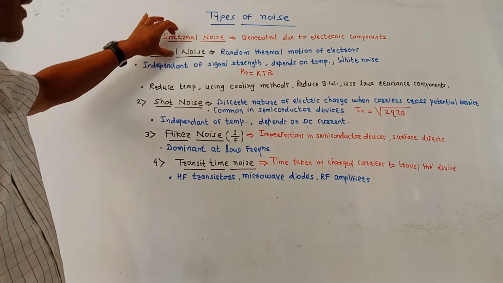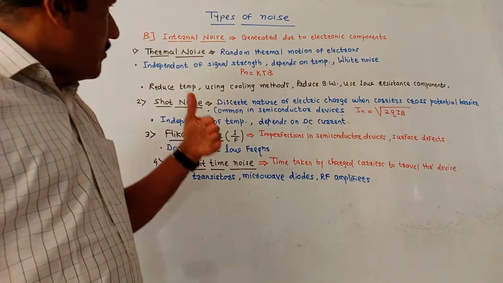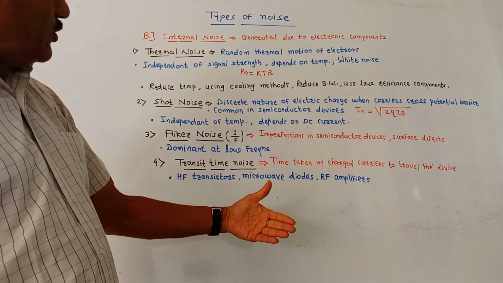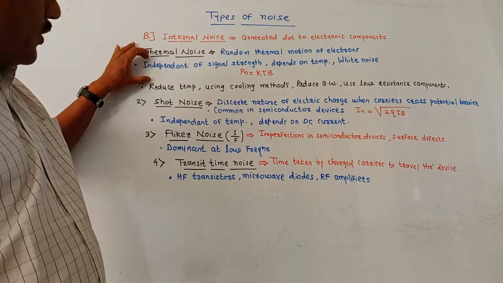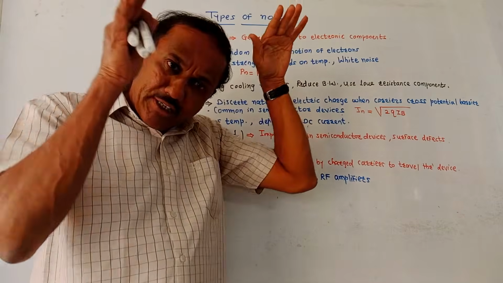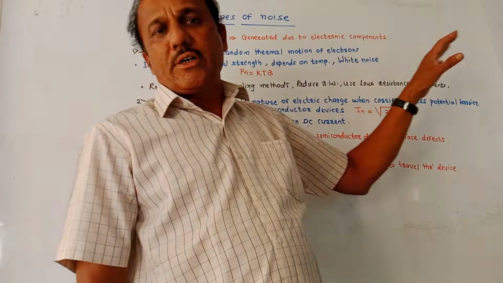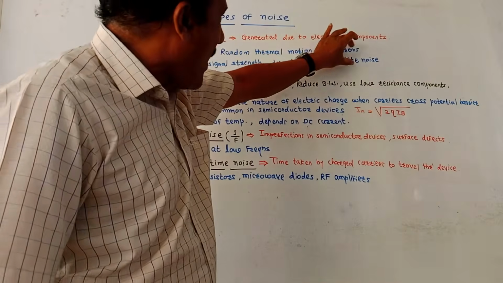First is thermal noise. As the name indicates, there are random thermal motions of the electrons because of which thermal noise is generated. This type of noise is independent of the signal strength. It depends on the temperature and it is called white noise. That means the spectrum remains uniform. So it is white noise.